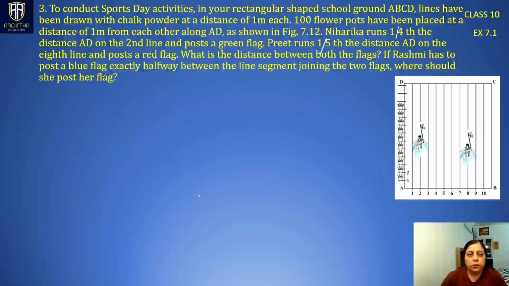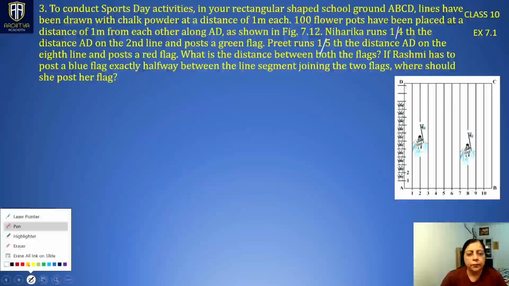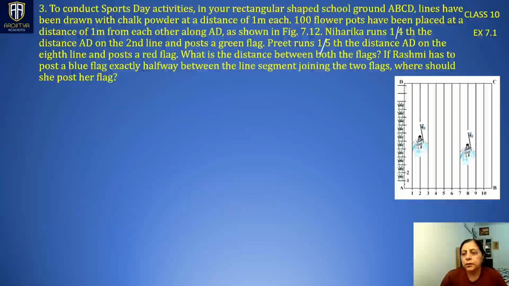Now, to conduct sports day activities in your rectangular shaped school ground ABCD, lines have been drawn with a chalk powder at a distance of 1 meter each. See, these are distances of 1 meter. These lines have been drawn at a distance of 1 meter each. And then he says 100 flower pots have been placed at a distance of 1 meter from each other along AD.